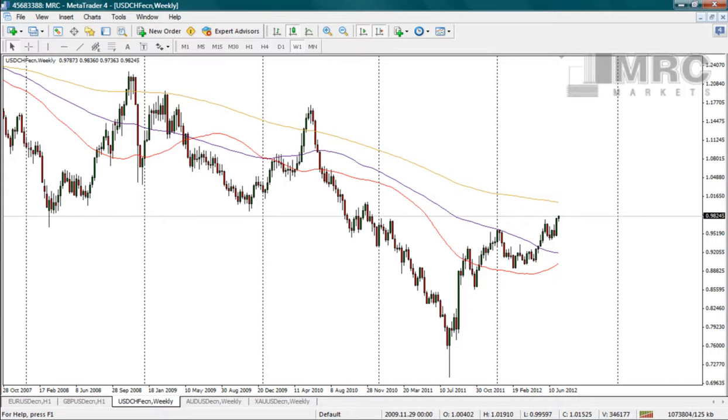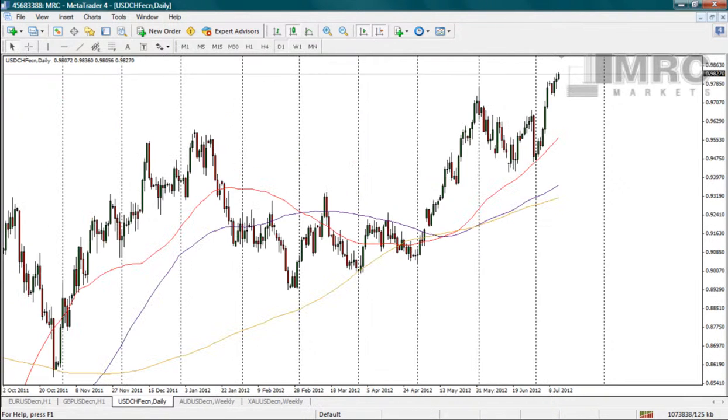On the Dollar Swiss chart, in terms of the weekly, nothing huge of interest, although we have now broken above this 100 week moving average which held previously there. So the next target would be this 200 week moving average, which stands at 1.0073. On the daily, literally just flying this chart, absolutely flying.